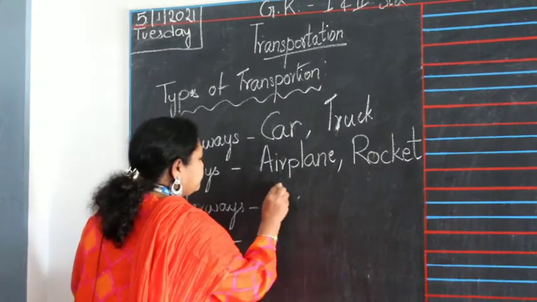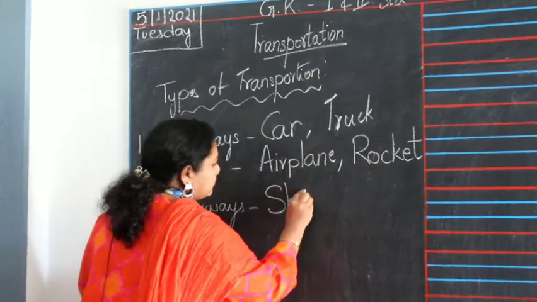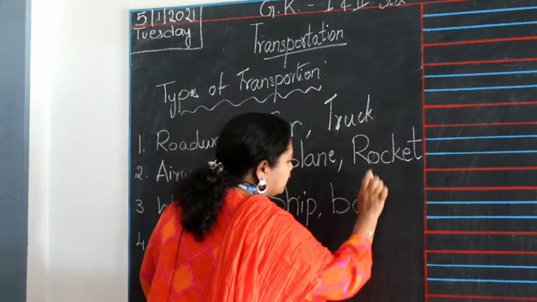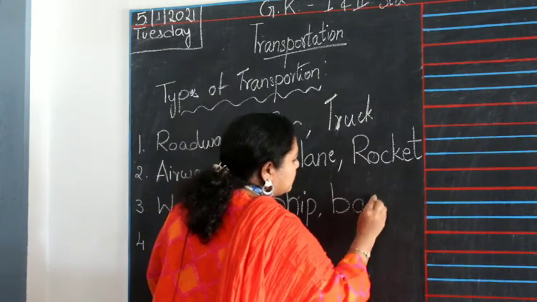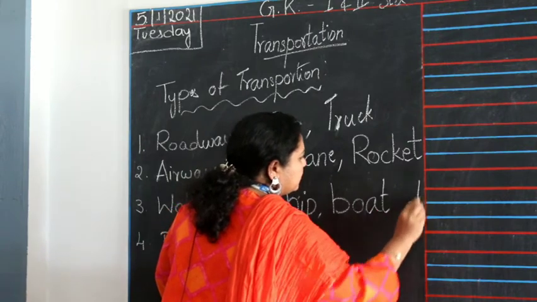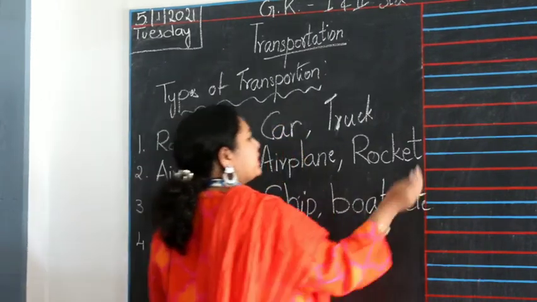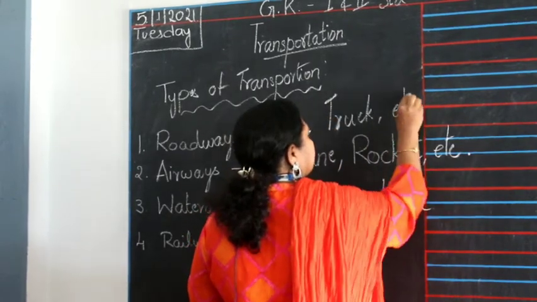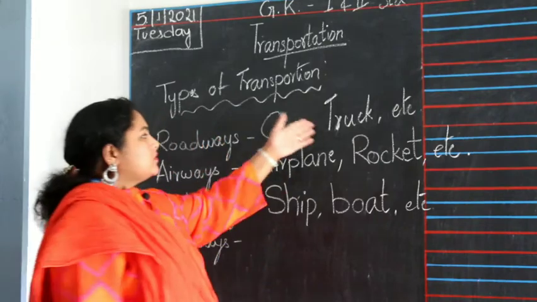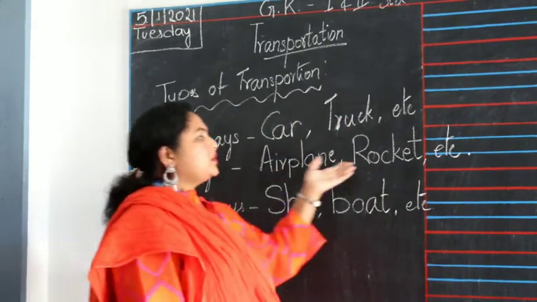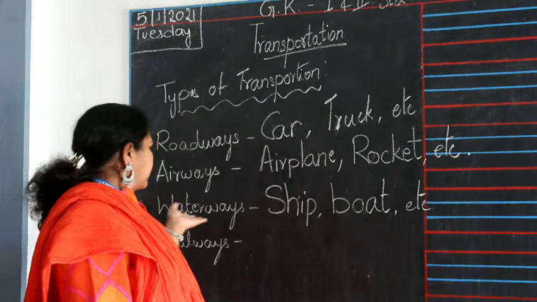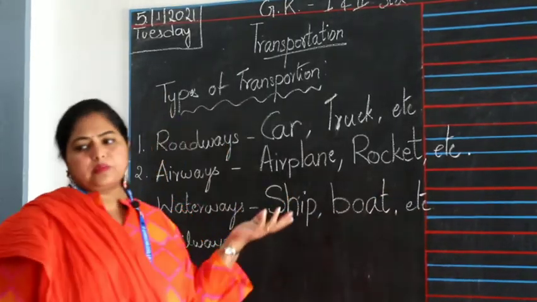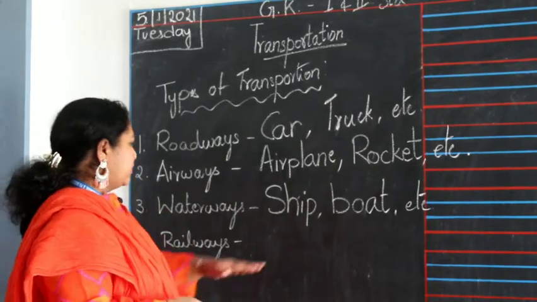So ship, boat, etc. So etc. means there are many more. It doesn't stop here. Okay. So cars and trucks, etc. Aeroplane and rockets. Then for waterways, ships, boats, etc. So you will have ship, boats, submarine, cruise, ferry, and all that.